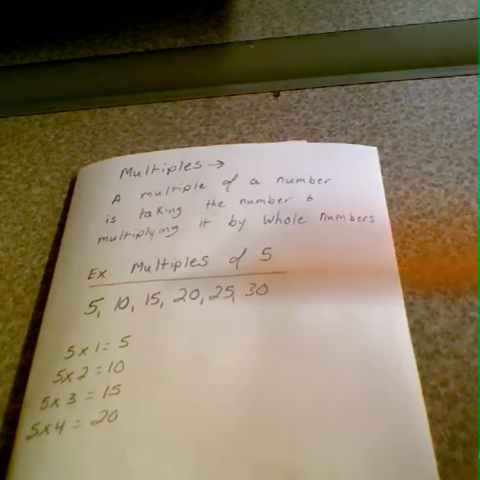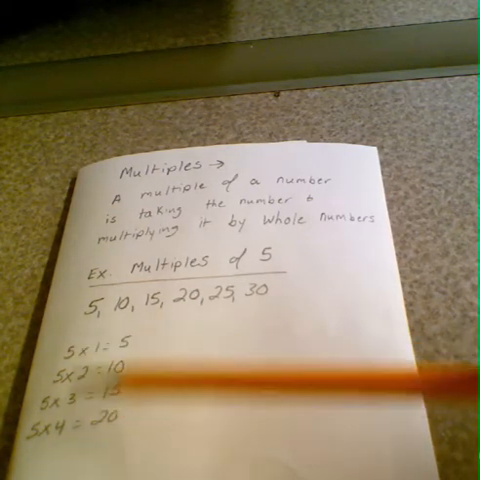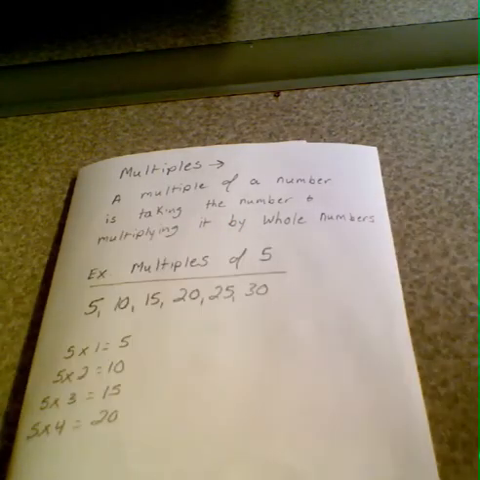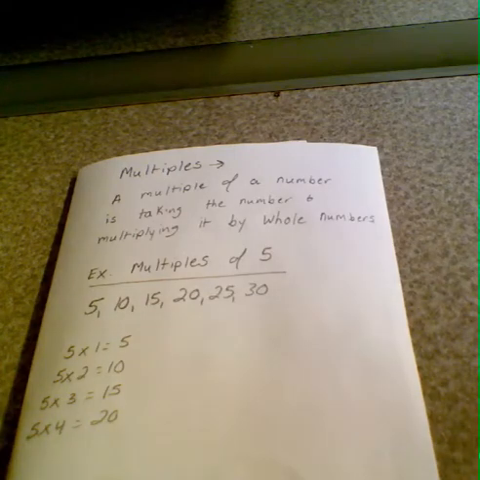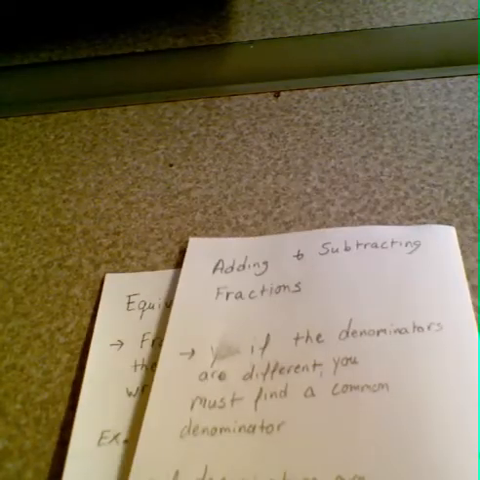How are we getting that? Well, we're just taking our number and multiplying it by whole numbers here. So 5 times 1 is 5, 5 times 2 is 10, 5 times 3 is 15, 5 times 4 is 20. So that's just a refresher of multiples if you need to write that down somewhere. Okay? Think about that today and how that works there with adding and subtracting fractions.